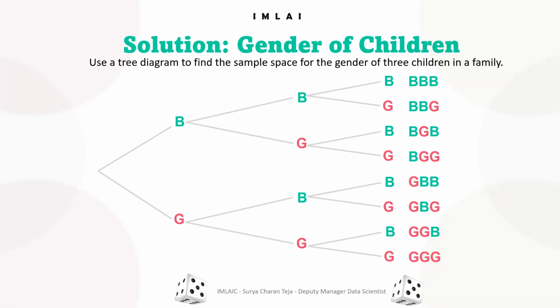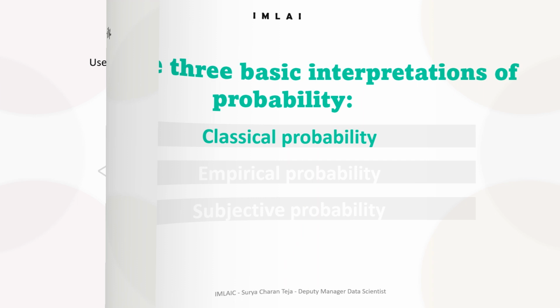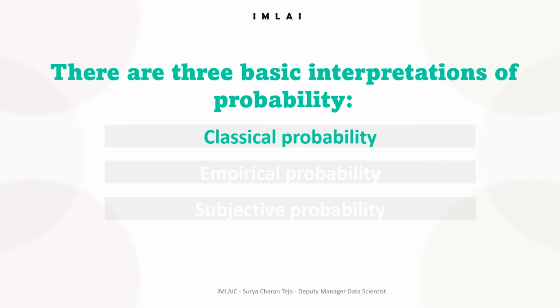Now it's time to deep dive into the various interpretations of probability. There are three main types of probability. Initially, we discussed around seven, but out of them our focal areas are classical probability, empirical probability, and subjective probability.